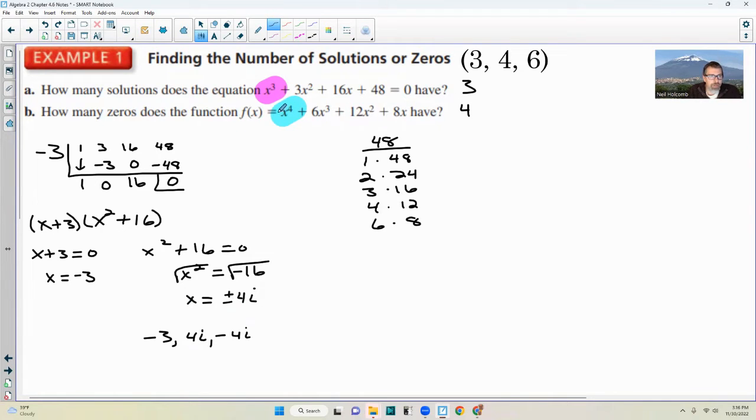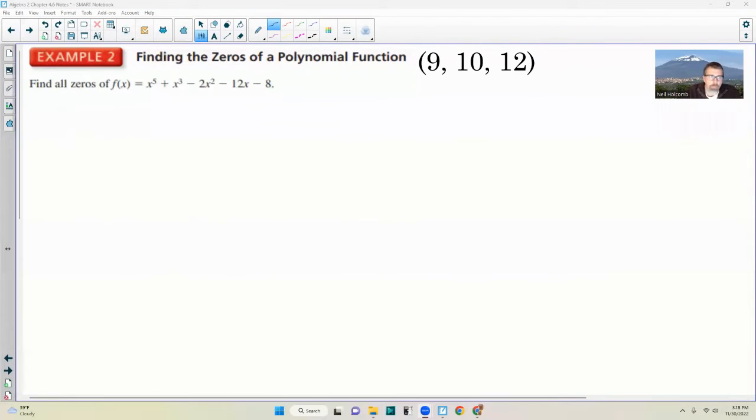You'd first factor out an x, get this down to a cubic, and then do the same process. So this only asked us how many solutions there are, and it's 3 and 4. So after this example, you should be able to do problem numbers 3, 4, and 6.